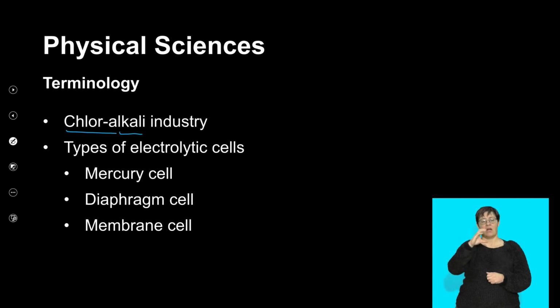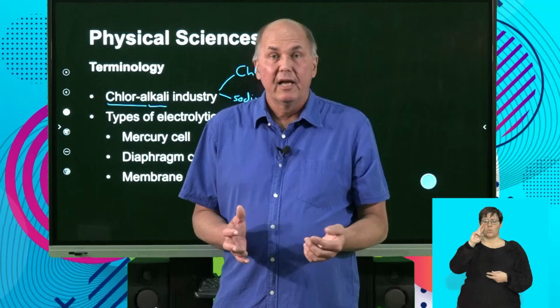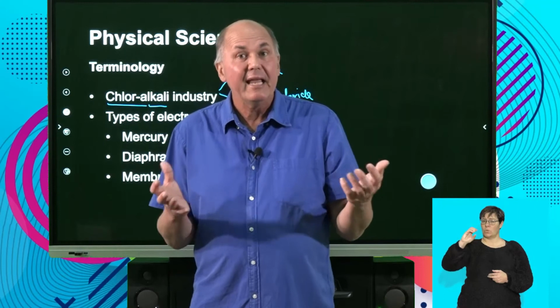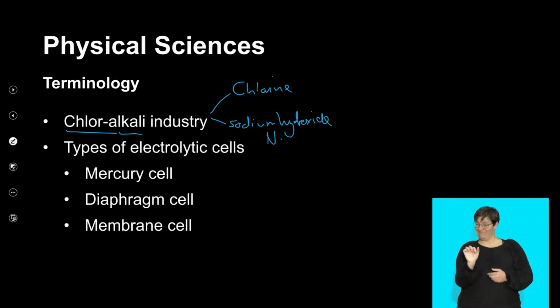So this is a major industry because it's producing chlorine and it's also producing alkali. Now the alkali that we usually talk about here is something called sodium hydroxide. The other name for sodium hydroxide is called caustic soda. The formula for that is NaOH. So let me write that down so you don't forget that.